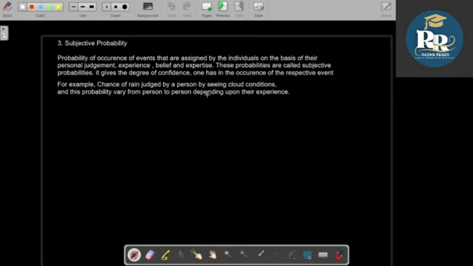Generally, in solving problems we use the axiomatic approach, which I discussed in the previous lecture, right? So these are the different approaches to probability. In the next video, I'll discuss the laws of probability, addition laws and multiplicative laws, and some numerical problems. Thank you.